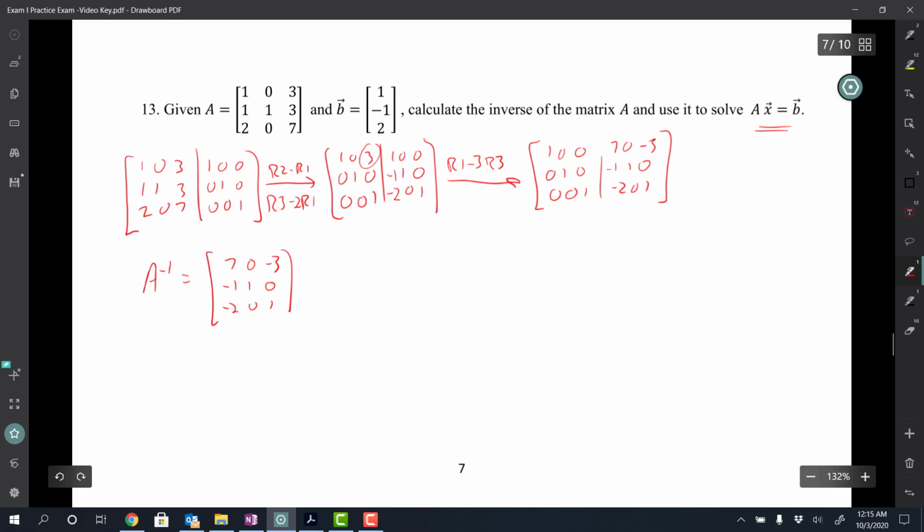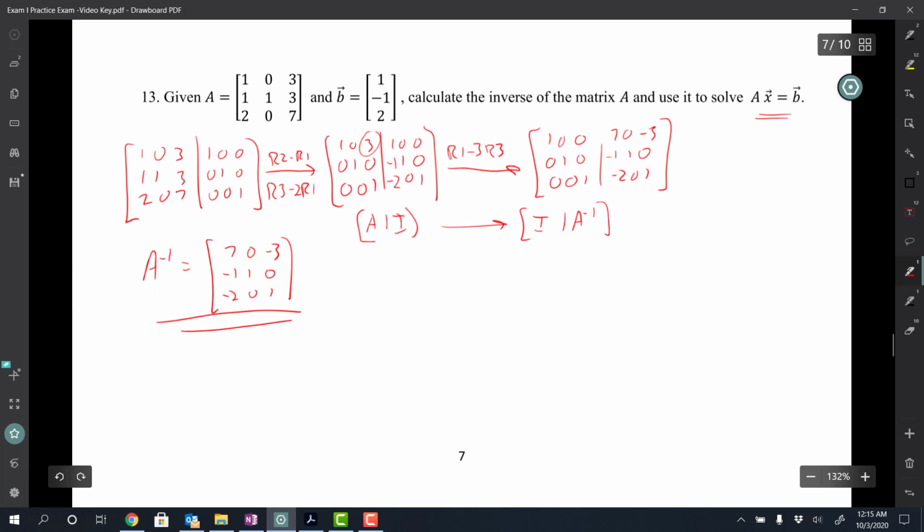So I started with A augmenting with the identity matrix. We do row reduction until we get identity on the left, and whatever is gathered up on the right, that's the inverse. So there's my inverse matrix. Now how do I use it to solve the matrix equation? Well, in general, if I have the equation AX equals B, I multiply both sides by the inverse. Inverse times A is identity, and identity times X is just X. So the existence of the inverse tells me that this is actually my solution.